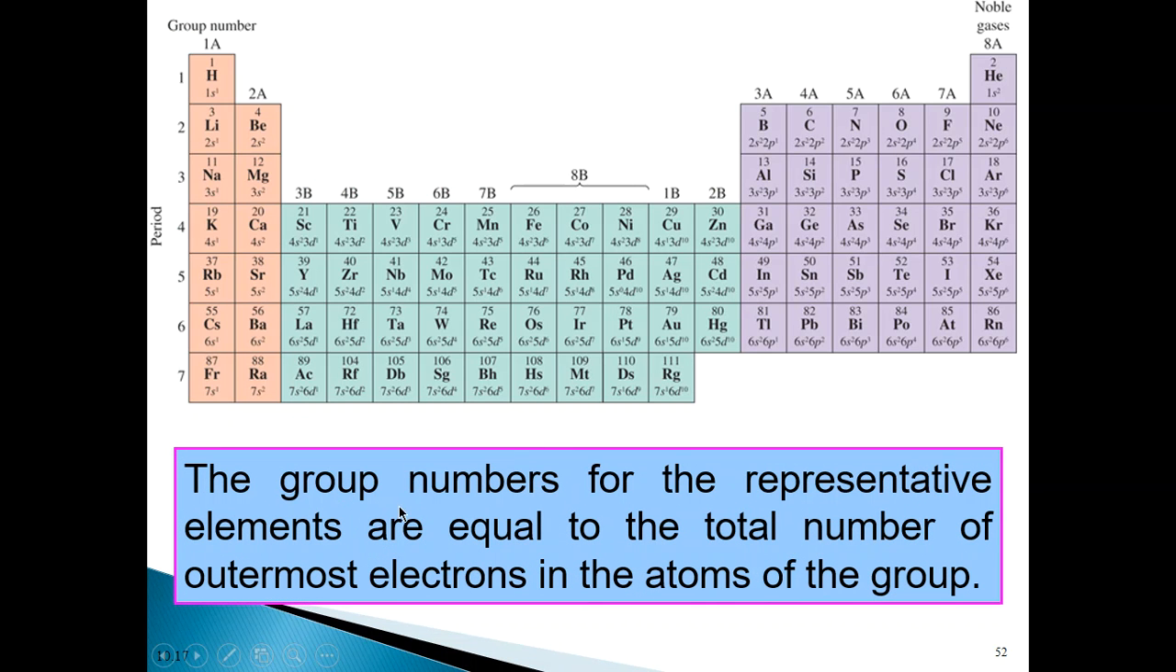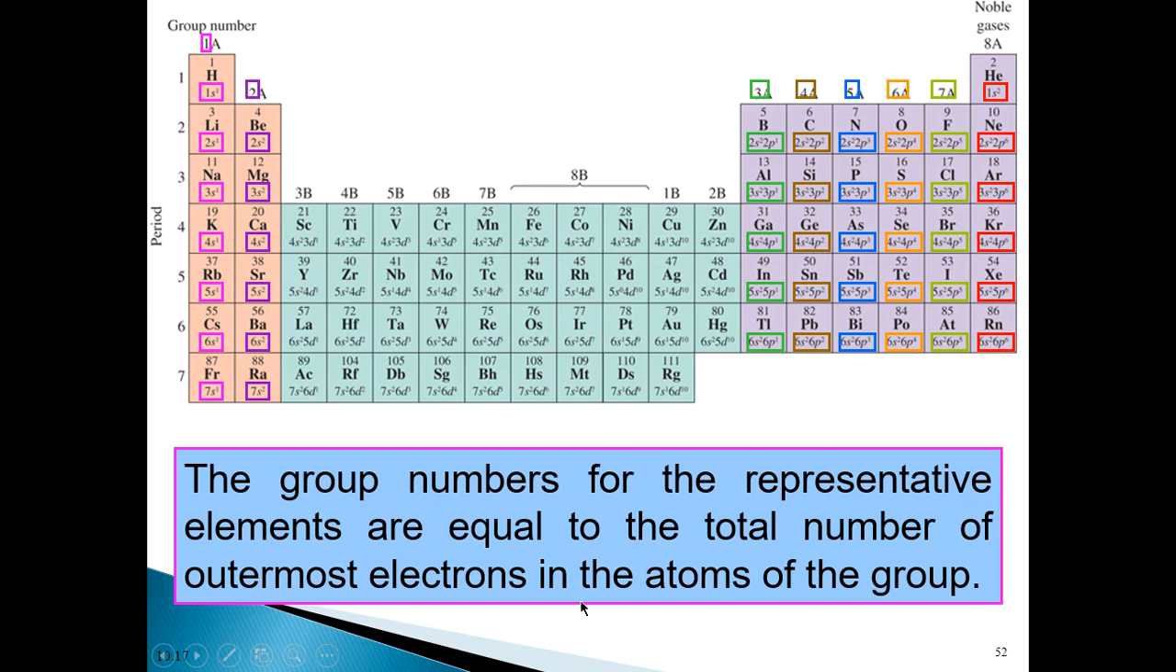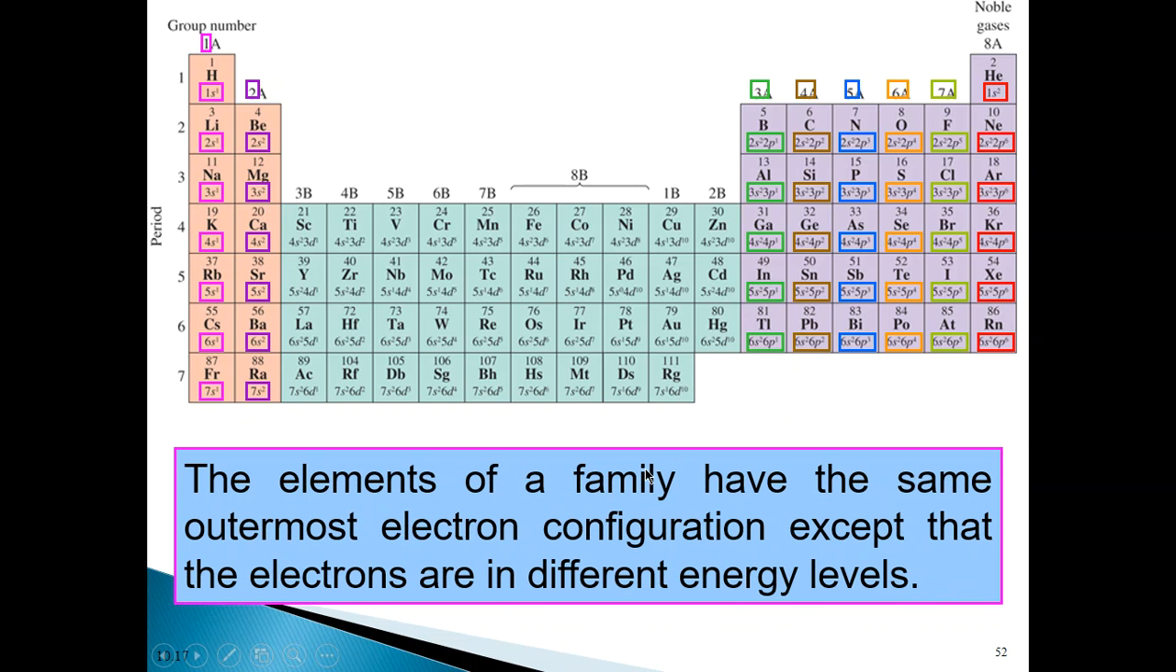Okay, now this is reminding you of something that we talked about before. Remember, we said that the group numbers are equal to the total number of electrons in the valence or outermost shell of the atom, all right? And it is on this basis that we can make certain predictions as to the formulas of ionic compounds that these elements will form.